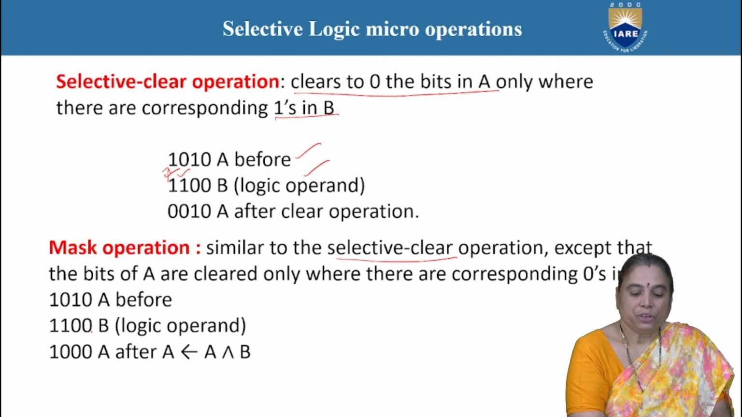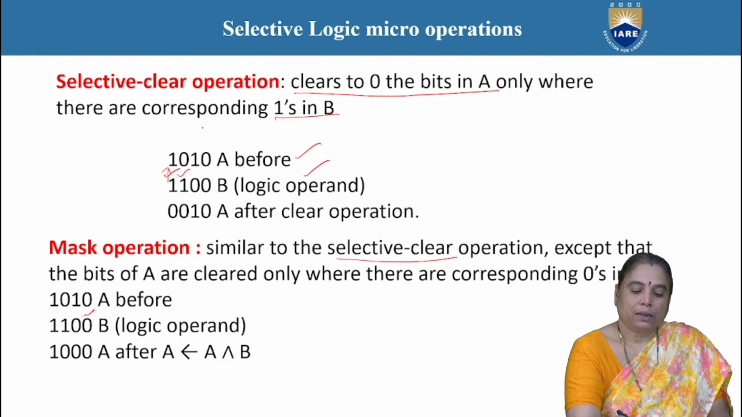Here the 0 occurrences of the B have to be identified. This is the first occurrence of the 0. The corresponding bit in the A is also 0. So 0 can be used here. Next, the second occurrence of 0 in B is here and the corresponding bit has to be changed to 0. So this is the difference between selective clear and mask operation. After applying the mask operation, the value in the A register is 1000. It is similar to the AND operation of A and B.